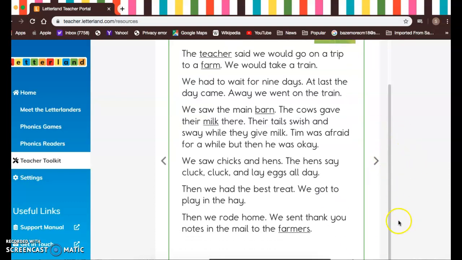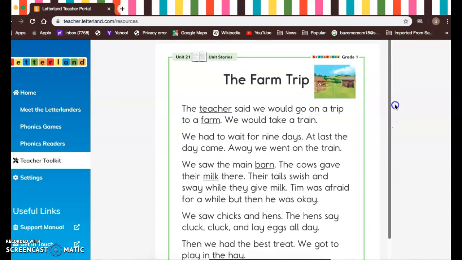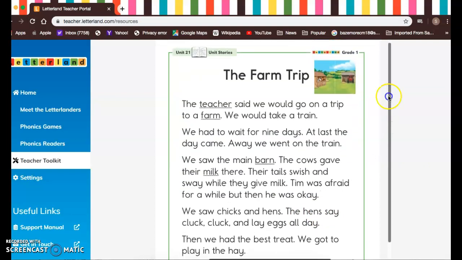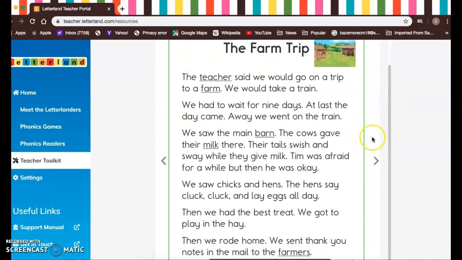Remember what their treat was? They got to play in the hay. And I want you to think about what they did when they got back. What did they do when they got back from the farm? Yes, they sent thank you notes in the mail to the farmers, which is a very polite thing to do. Okay, we're going to read this again.